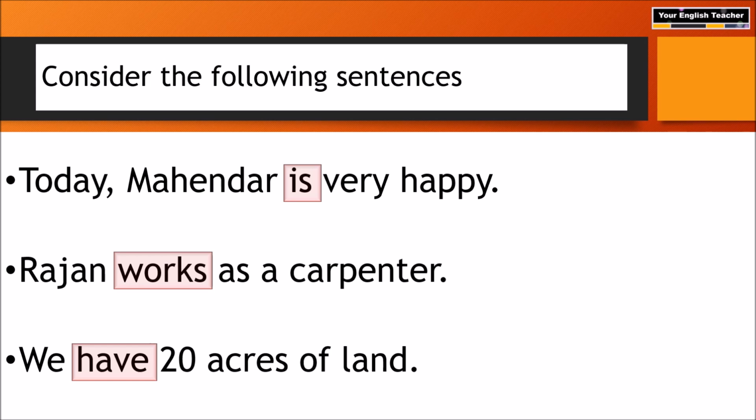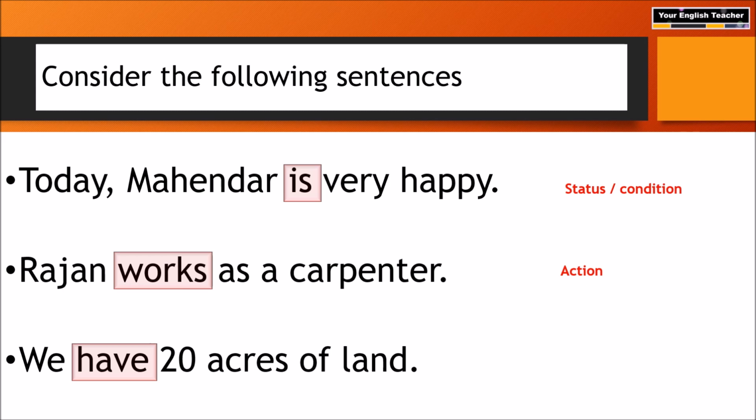Now let us understand what those three verbs are telling about the subject. In the first sentence, today Mahinder is very happy, the verb is talking about the status or condition of the subject. Here the verb is talking about the state of mind of Mahinder, how he is very happy. Considering the second sentence, the verb works actually speaks about the action of the subject. What Rajan does: he works as a carpenter.